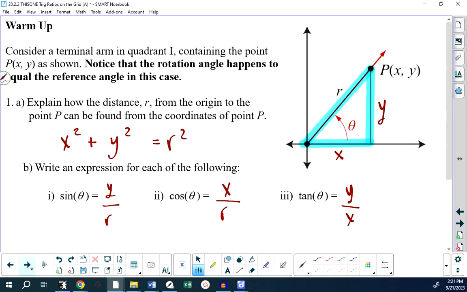So what you do from now on, and there's more to it, we're not just going to dive right in, but instead of thinking opposite, you're always thinking y. Instead of thinking adjacent, you're always thinking x. And the hypotenuse is out the window. The hypotenuse is the distance from the origin to the point you're talking about, no matter where that point is, and that's called r.